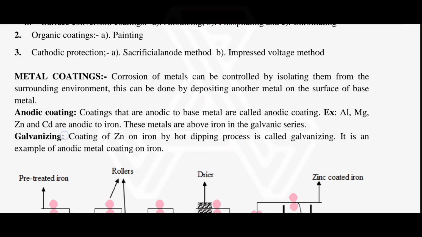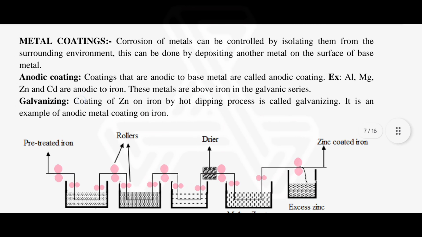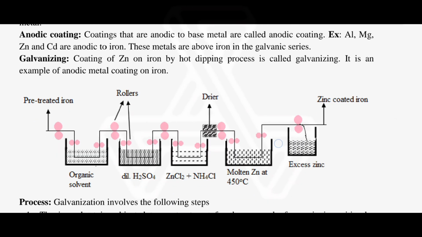Metal coatings. Corrosion of metals can be controlled by isolating them from the surrounding environment. This can be done by depositing another metal on the surface of the base metal. Coatings that are anodic to the base metal are called anodic coatings. Aluminium, magnesium, zinc and cadmium are anodic to iron. These metals are above iron in the galvanic series.